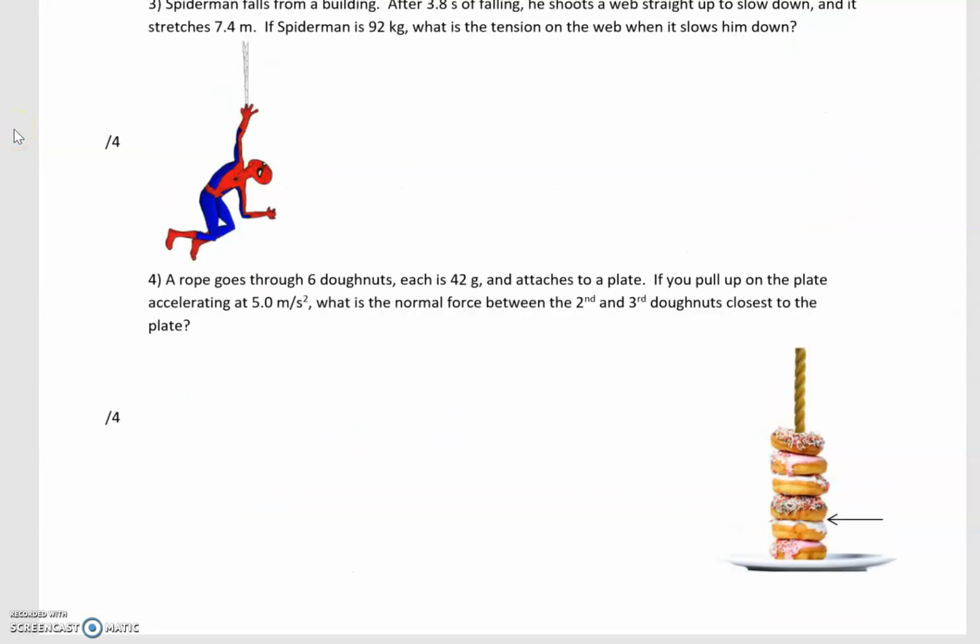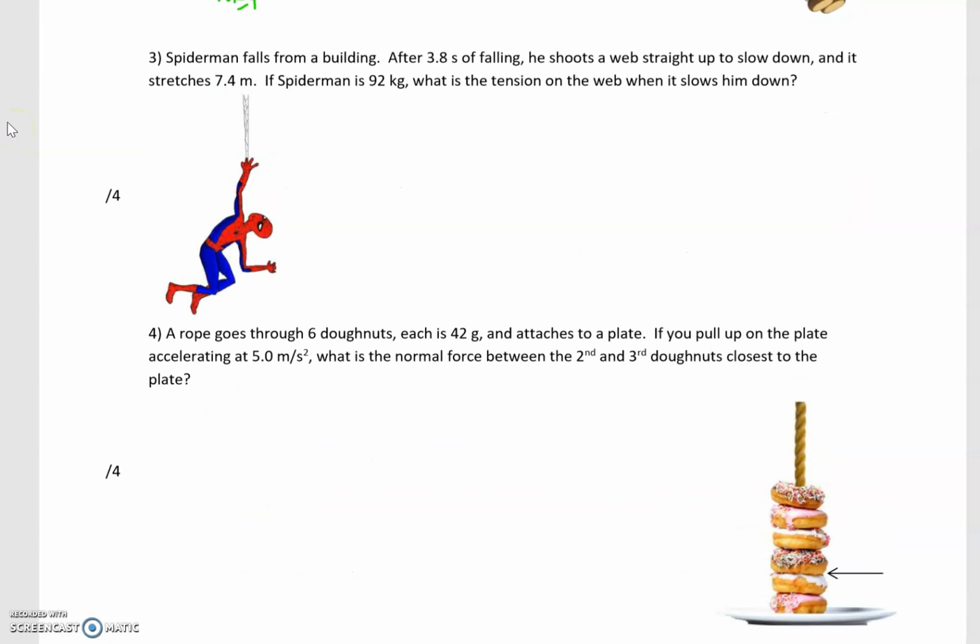All right. So next we have Spider-Man falling from a building, and he's going to shoot a web after 3.8 seconds, and it stretches 7.4. We're looking for the tension of the web when it slows him down. Okay, well, first things first, if he's falling down and he uses a web to slow him down, there's going to be a lot of tension on that web. Even though he's going down, he shoots his web and slows himself down, which means the acceleration is actually up, because he might be going down, but he's slowing down, so the acceleration is in the opposite direction.